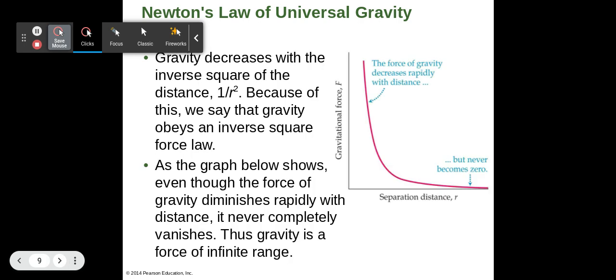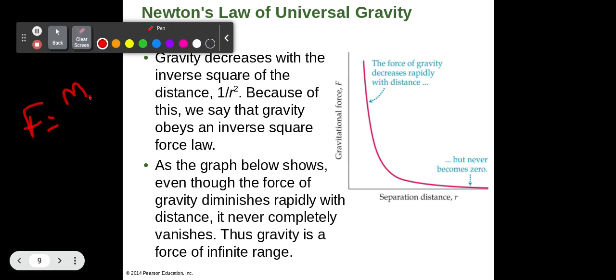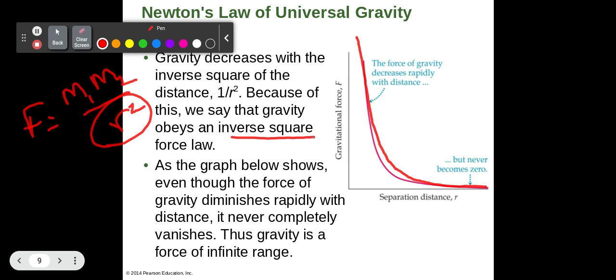Gravity decreases with the inverse square of the distance. If you think back to the formula, F equals G m1 m2 over r squared. That's what we're talking about here, and that's why this graph, if we plot force of gravity versus r, drops off dramatically, because it's an inverse square relationship. Because of this, we say that gravity obeys an inverse square force law.